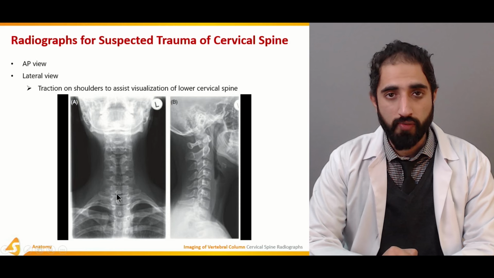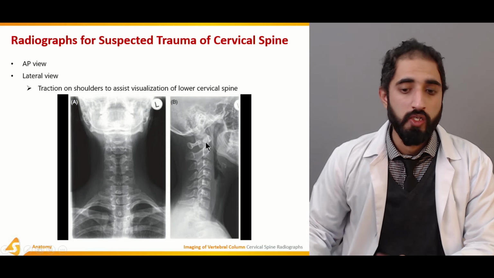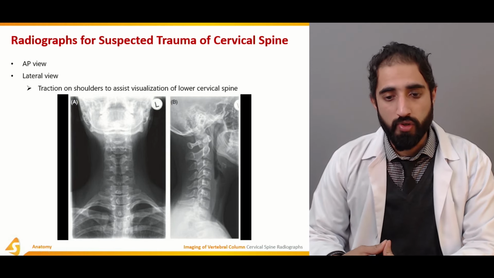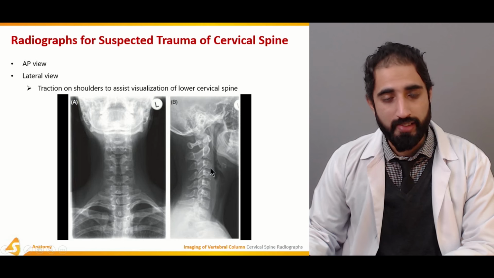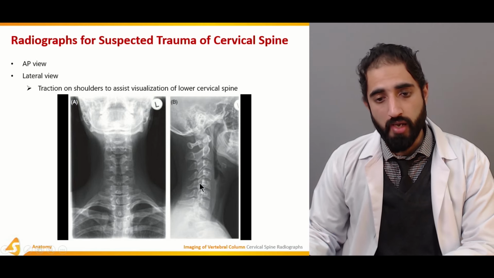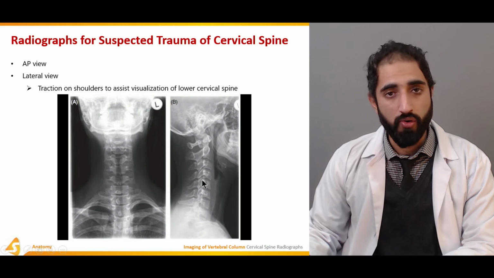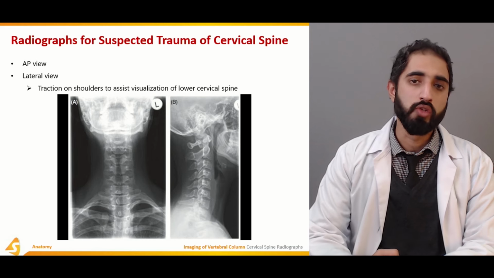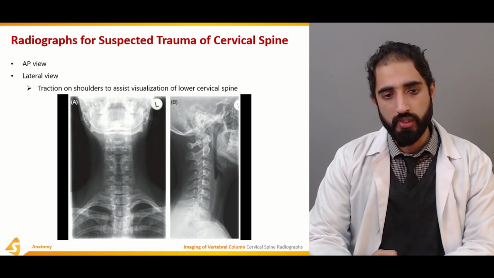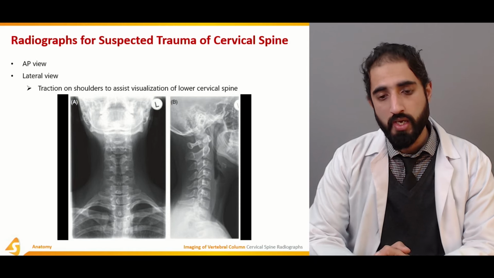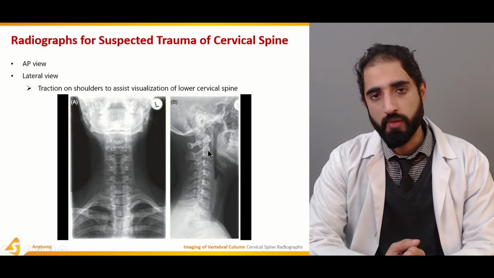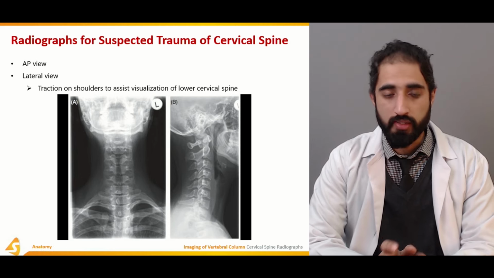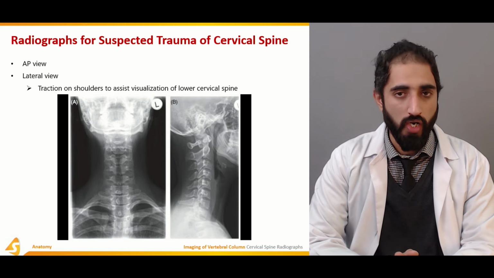And talking about the lateral view, in that we can analyze the spinous processes, the vertebral bodies. We can also look at the disc and the articular pillar, and we can also look at the normal lordosis or the angulation. For example, if there is straightening of the cervical spine, or if there is increased or decreased lordosis or something of that sort. And whenever we are taking a lateral view, this is a lateral view here, we can apply traction on shoulders to assist visualization of the lower cervical spine. But one important thing is that we should not apply traction to the head.